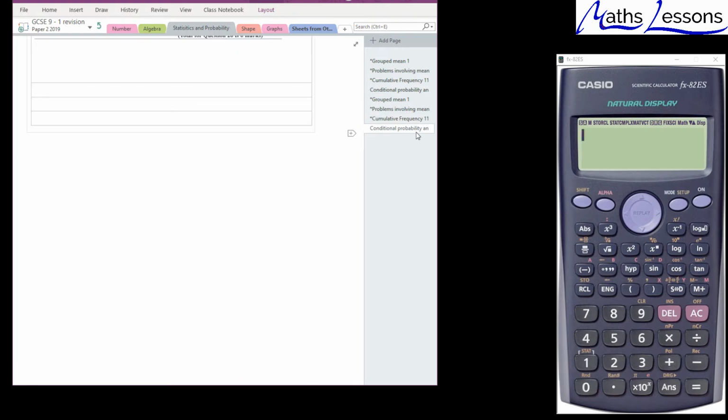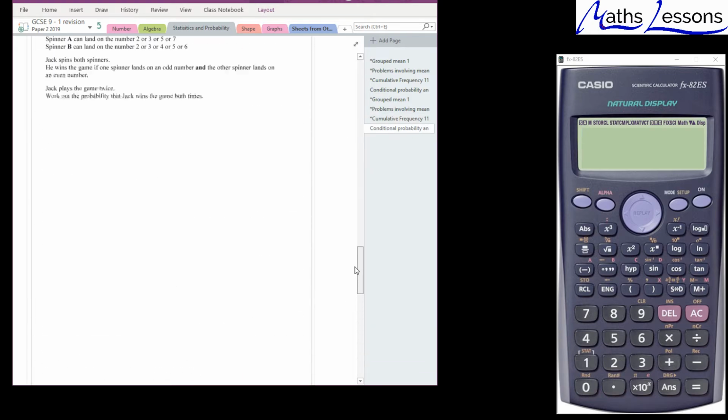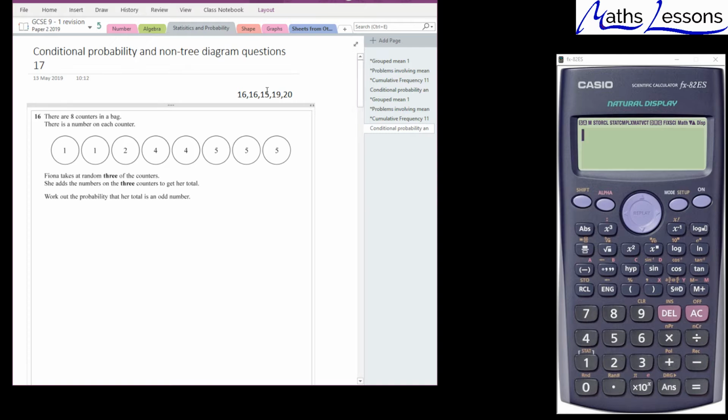There's also a possibility of more conditional probability type questions. Okay, these are really quite hard probability. You can see, look at the numbers. They're normally 16, 16, 15, 19, 20. So those of you aiming for 8s and 9s ought to have a good go at that.